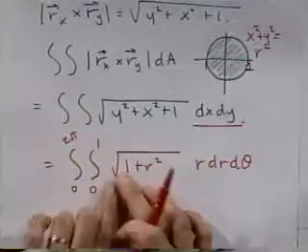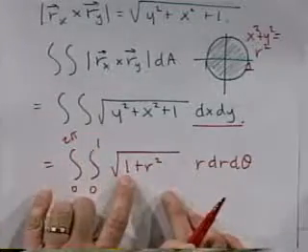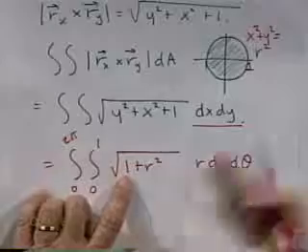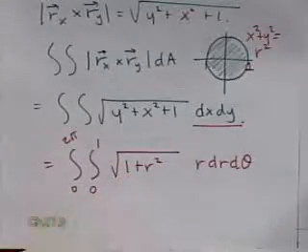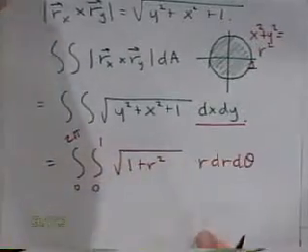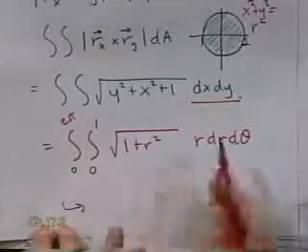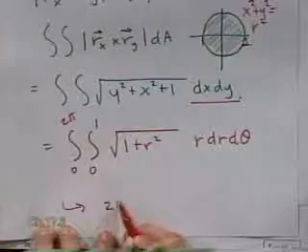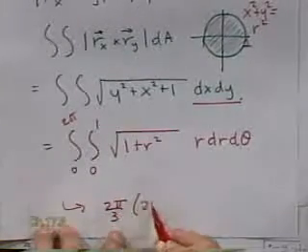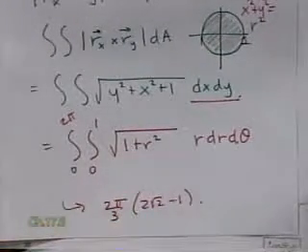Do you all see this is a nice simple u substitution? U is going to be 1 plus r squared. The du is 2r dr. You'll have to put a 2 in there. You with me? You can finish that. It's not hard. We've done these a million times. You'll get 2 pi over 3 times 2 radical 2 minus 1, which I did post for you.